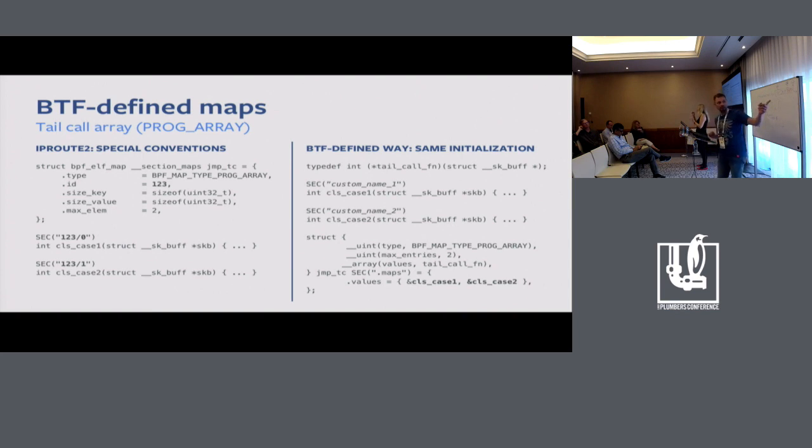And also one benefit of the latter use case is that if you want to reuse the same subprogram in two different proc arrays, you can do it with the BTF defined way, while I assume you cannot do it with the section name convention that we have right now in IPRoute2. Is that right? Probably, right?